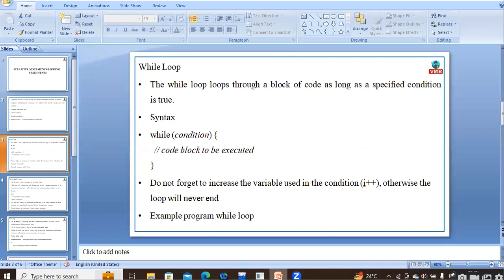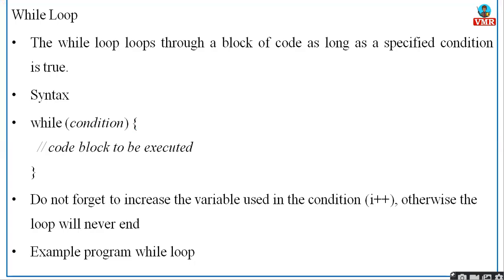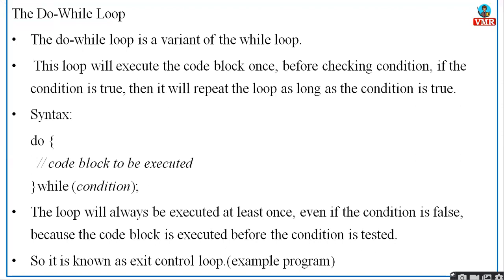And then next we'll see the do while loop. So what is the do while loop? The do while loop is a variant of the while loop. It is just a small difference you will have between the while and do while loop. This loop will execute the code block once before checking the condition. If the condition is true, then it will repeat the loop as long as the condition is true. If the condition is false also, it will execute your block at least once. That is, even if the condition is true or false, the block of statements is executed once. If the condition is false, you will execute once and quit. If the condition is true, you will repeat until the condition becomes false. Okay, so that was the main difference between while and do while.